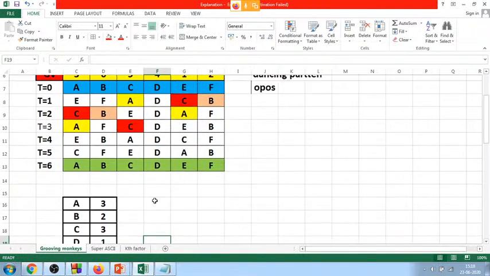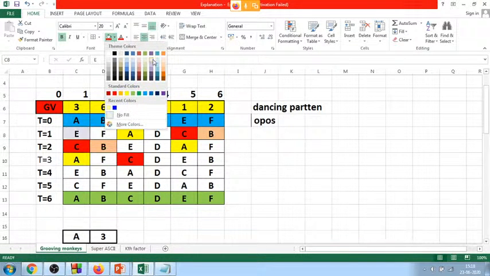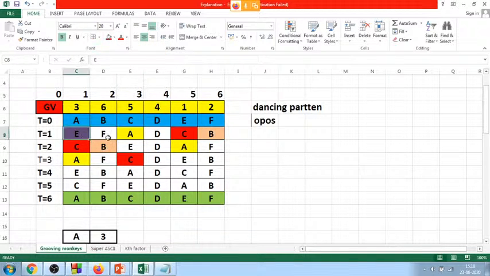Next E. We are going to calculate for E. At the first step, where is E? E is here. So let me give some other color for E. Here this is E first step and this is E second step, and here third step. So E requires 3 steps to come back to original position.